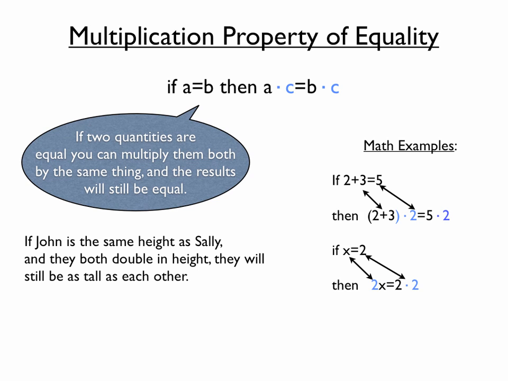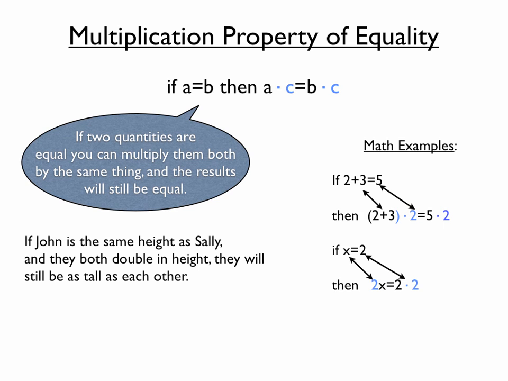Again, using John and Sally with their heights, if John is the same height as Sally and they both double in height, that is, multiply their heights by 2, they're still as tall as each other. They're still the same height as each other. They're both twice as tall as they used to be, but their heights are still equivalent to each other.